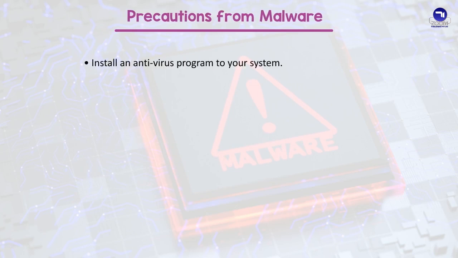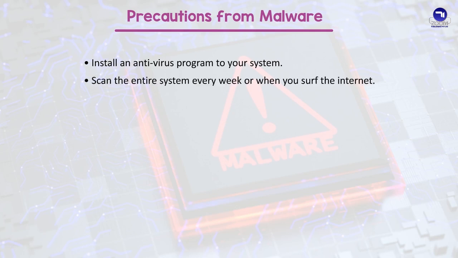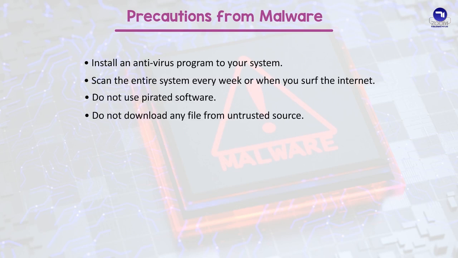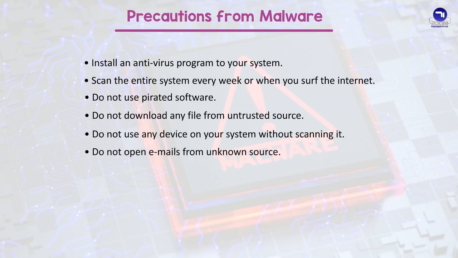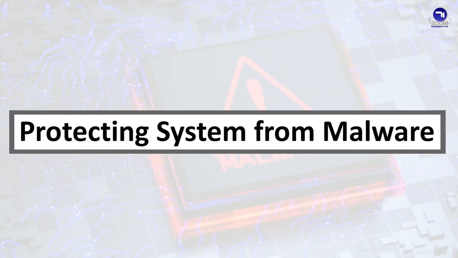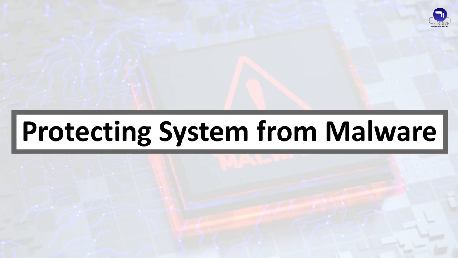Precautions from malware. Install an antivirus program on your system. Scan the entire system every week or when you surf the internet. Do not use pirated software. Do not download any file from an untrusted source. Do not use any device on your system without scanning it. Do not open emails from unknown sources. Keep current data backups.